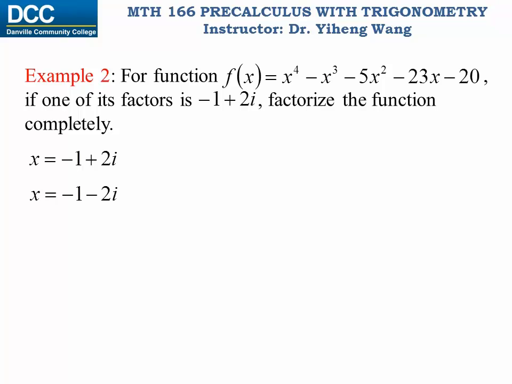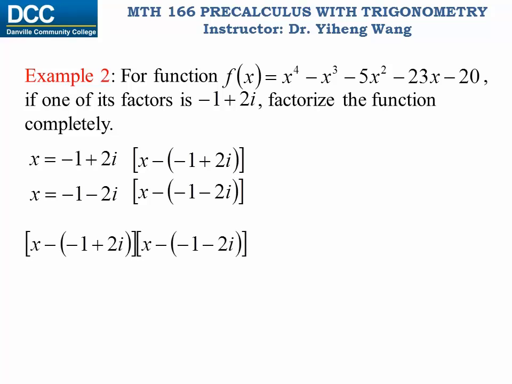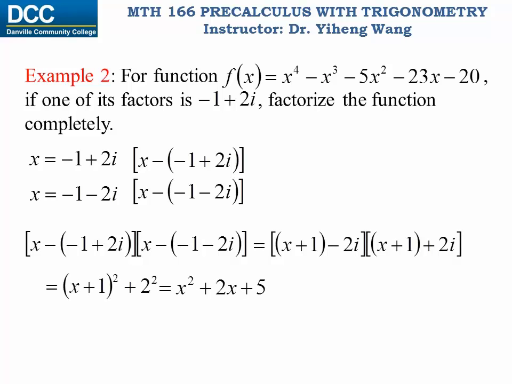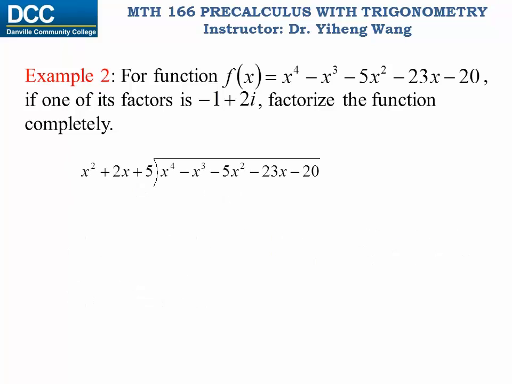And these two zeros correspond to two linear factors, and we can try to find the product of these two linear factors to be x squared plus 2x plus 5, which is a quadratic factor with all real coefficients. With that knowledge, now we can use long division to try to find out the other factors. So we take the original function divided by its quadratic factor x squared plus 2x plus 5. Start the long division procedure.